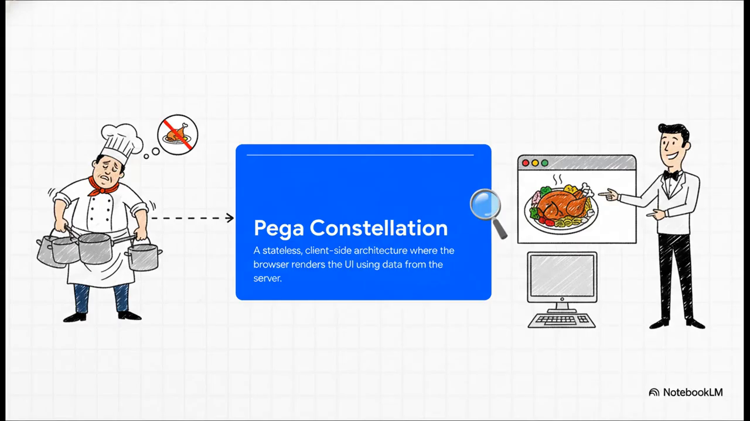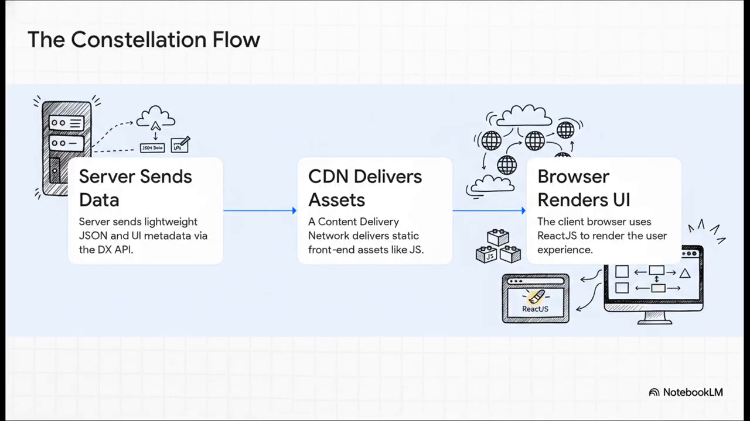Now, Constellation doesn't just tweak the old model. It flips it completely on its head. It's stateless and client-side. So instead of an overworked chef, the server is now just a super efficient waiter. It only brings you the raw ingredients, the data. All the actual cooking, rendering the UI, now happens right there at your table, inside your own browser. So how does that work in practice? Well, it's a pretty slick 3-step dance.